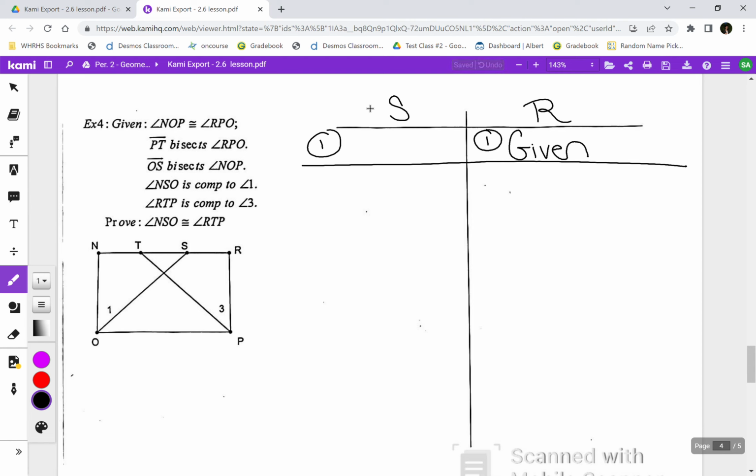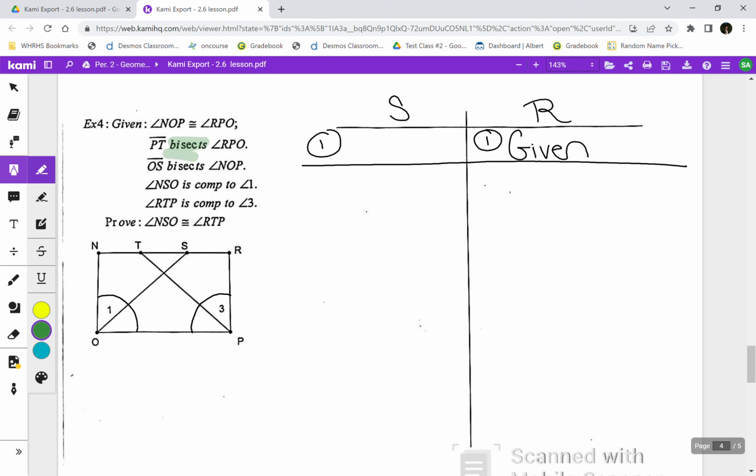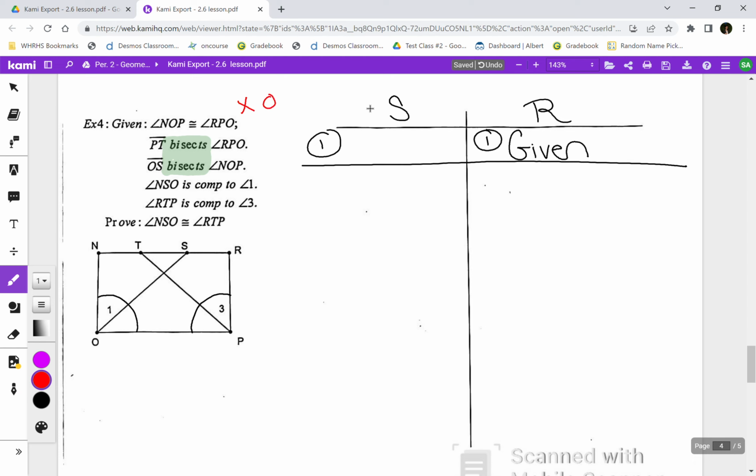Angle NOP, so that's this big angle, is congruent to angle RPO, which is this big angle. Then I'm scanning, and what should stick out at me? It says bisect twice. Because it says bisect twice, do I need to go through the function of a bisector? No, I do not need to go through the function of the bisector. And I also know that I'll be using multiplication or division. And what are we bisecting? Aren't we bisecting the big angle P, and aren't we bisecting the big angle O? Yeah. Let's use multiplication or division.